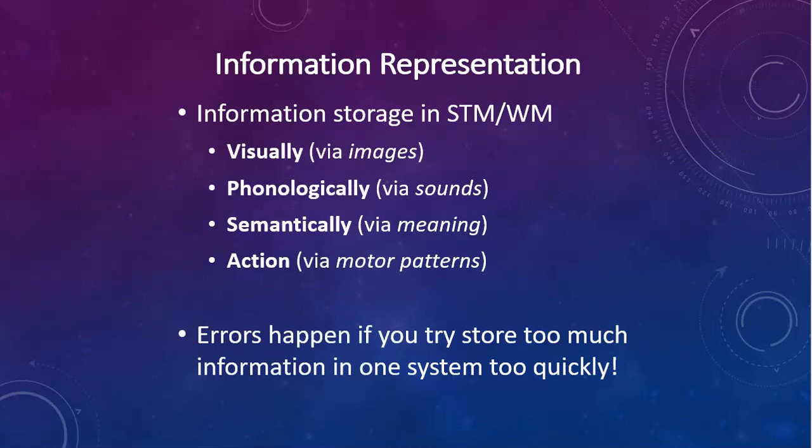So how is the information represented in our short-term or working memory? We have what we call information storage. We have 4 different types: visual, phonological, semantic, and action. Visual would be images, so remembering different images.